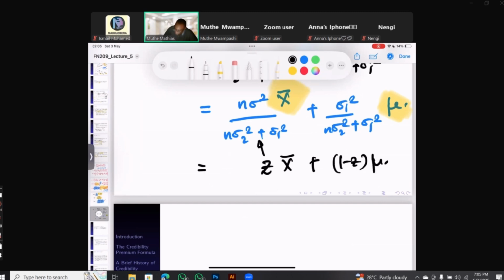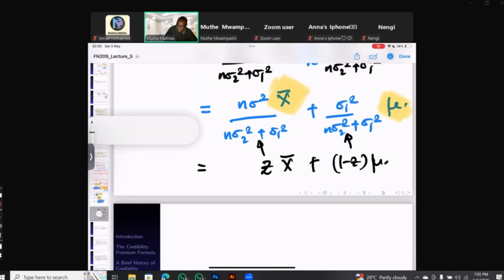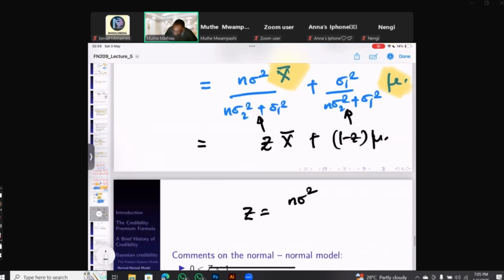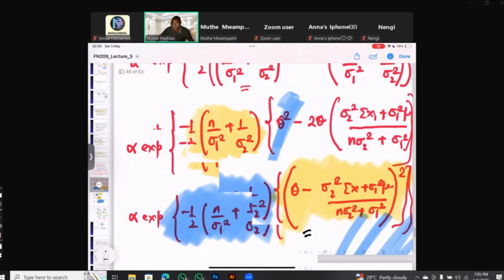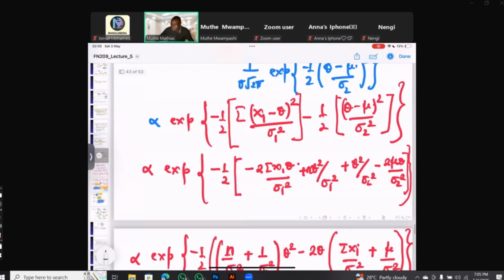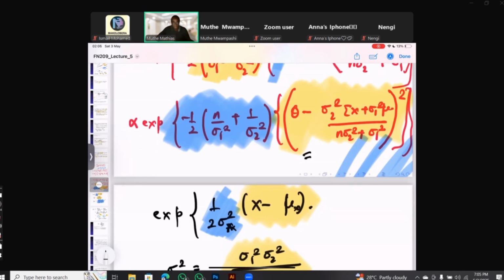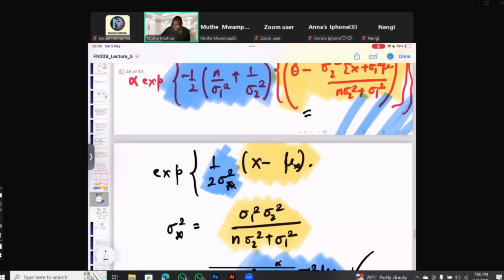So you can see this is your z, and this one here is 1 minus z, and then you are done, right? So if you have a normal model, then your z is equal to n sigma 2 square divided by n sigma 2 square plus sigma 1 square, like this. So yes, we can rearrange the normal model into the Z formula like what we had before. Don't worry about this one here. It's just simple, just to rearrange this thing. But remember here the proportionality sign matters a lot, because I was removing all these large terms that are constant, and they all get subsumed by the proportionality sign.